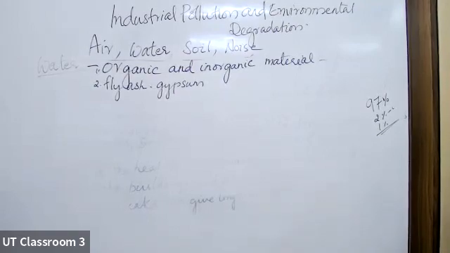Synthetic chemicals. What is a synthetic chemical? Man-made chemicals. We know that when petroleum is refined, we get byproducts. With that, we are making so many things. Paint, varnish, synthetic clothes, nylon, rayon, dacron, like that. Synthetic materials we are making. So all these are also causing damage. Then plastic and rubber.